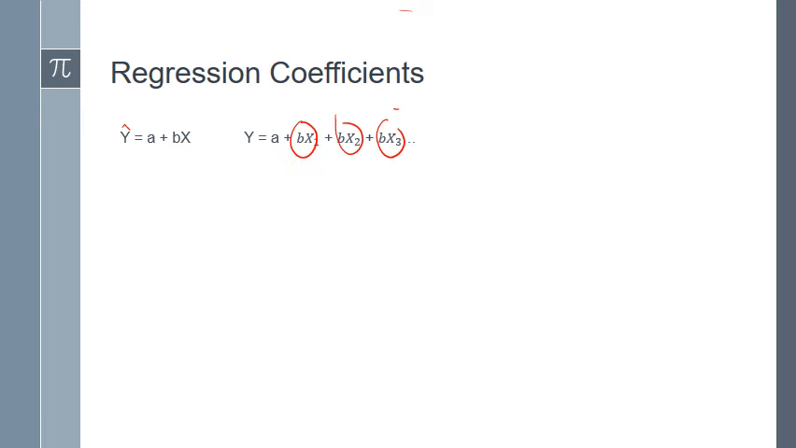So y could be weight, a is an intercept, and the predictors could be exercise, calories, and height, right? Each of these is going to have its own slope and its own data input, okay? So this would be a regression equation.